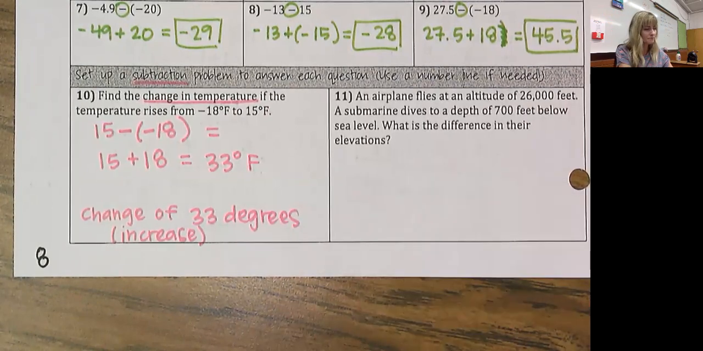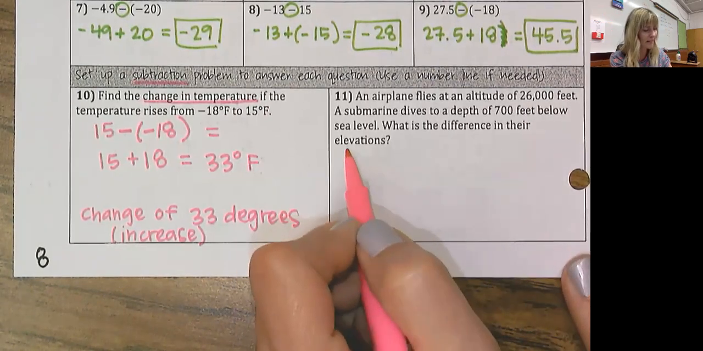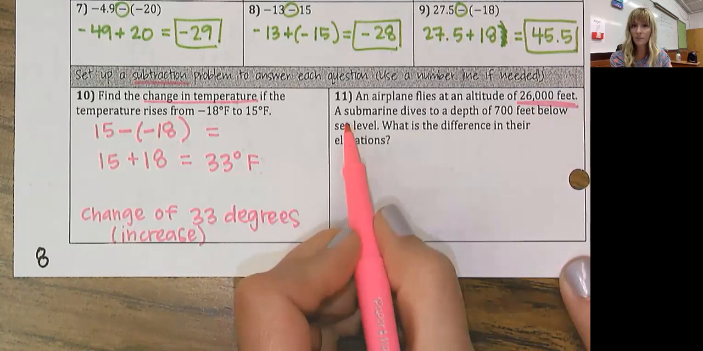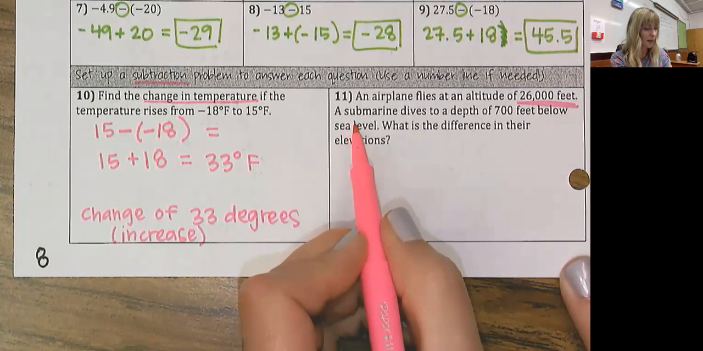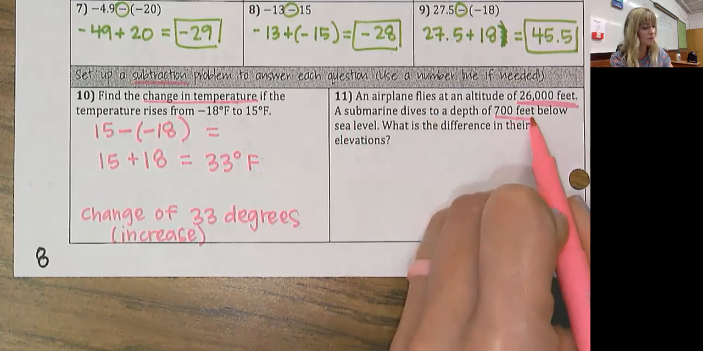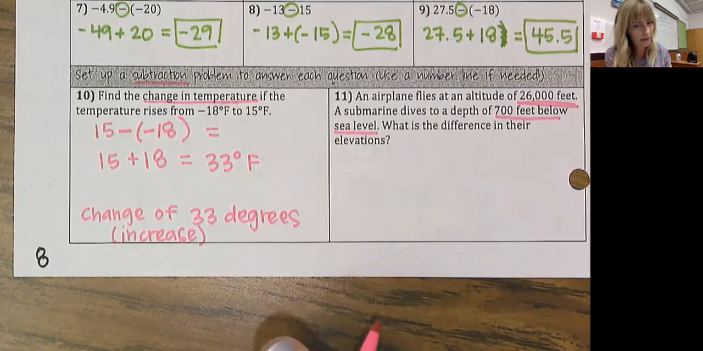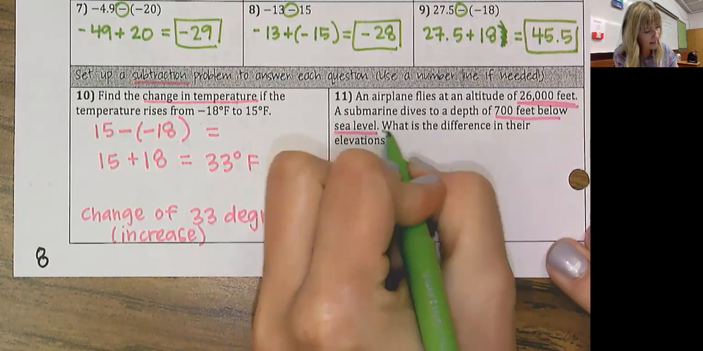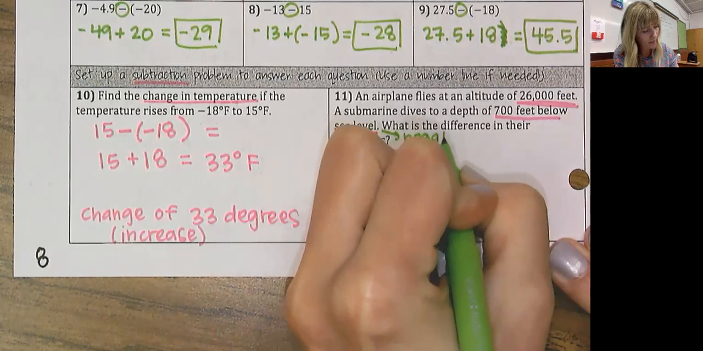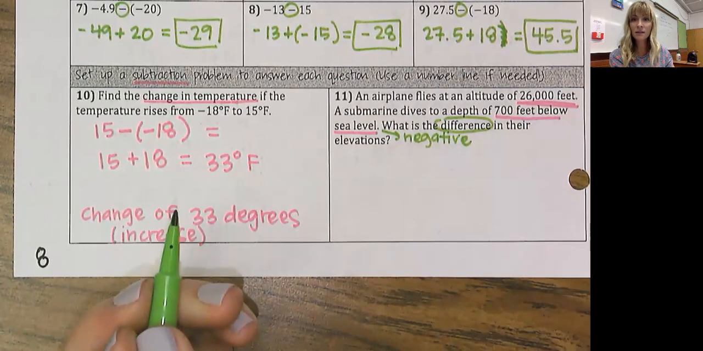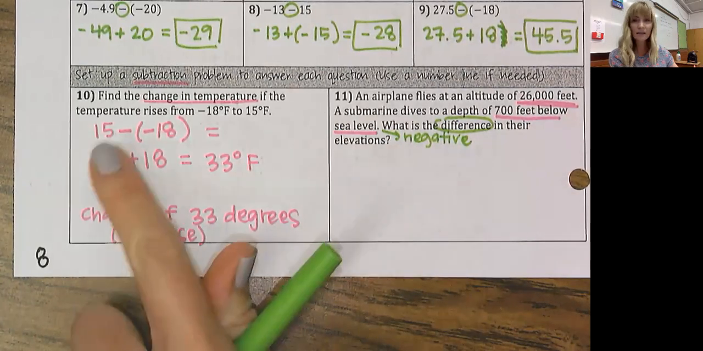Let's look at number 11. An airplane flies at an altitude of 26,000 feet. A submarine dives to a depth of 700 feet below sea level. A lot of context to put together there, a lot of context clues. But below sea level definitely tells me that this is a negative value. And look at this right here. What is the difference in their elevations? Well, that's going to look a lot like this one then, isn't it?